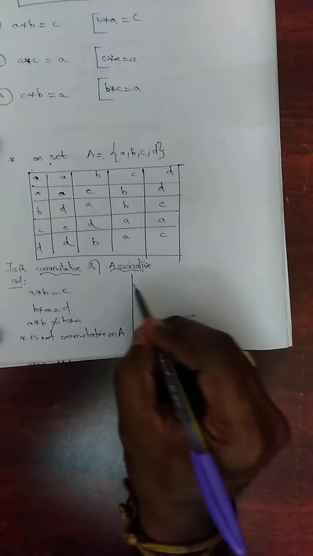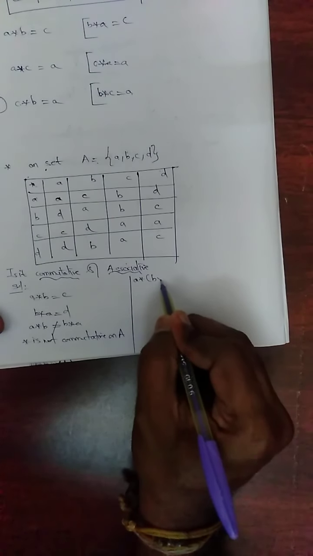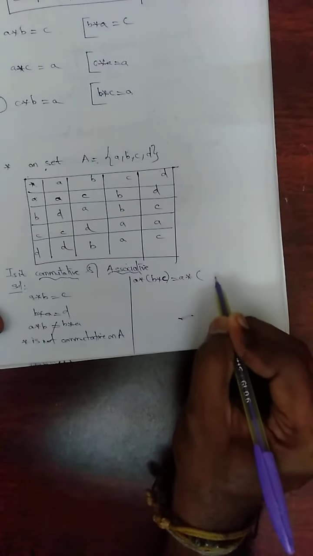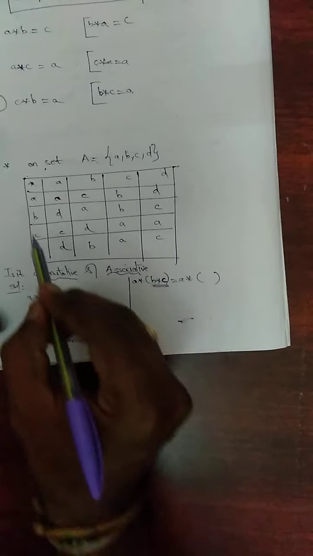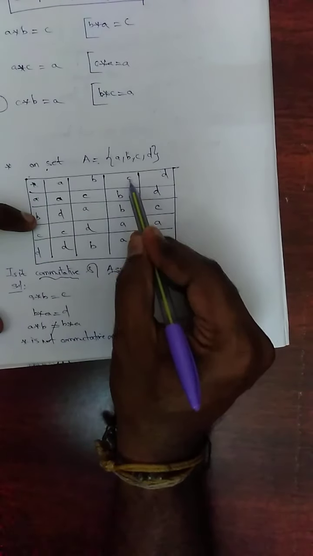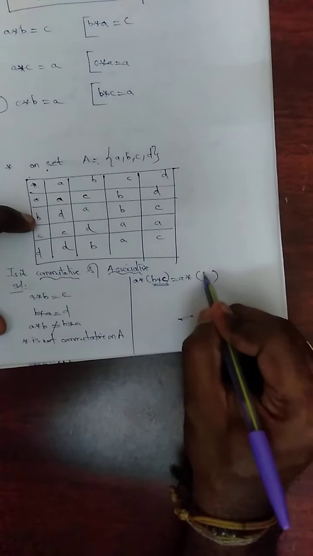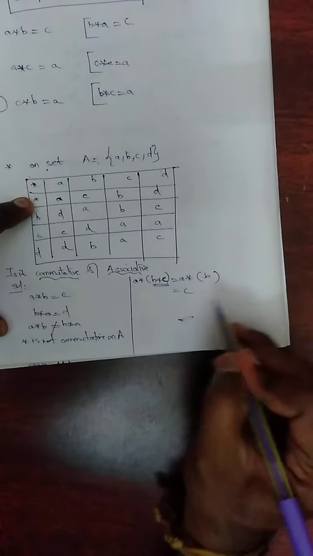Next I am going to go for associative. Associative, you know the formula: A star B star C. First write A star as it is. What is B star C? B star C is nothing but B. This is B, and B star B is nothing but B. So what is A star B? A star B is C.